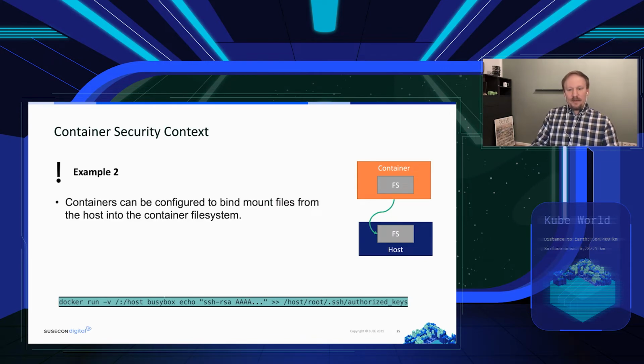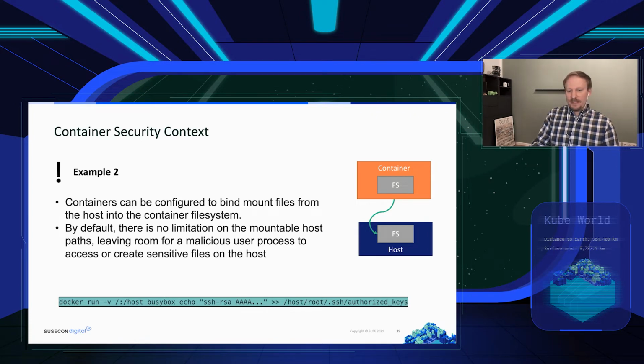Another example is bind mounts. So you know that from Docker, right? Looking at this example below, we can run a Docker container and mount the host file system to it. With a Kubernetes pod, this is not different. You can do that. It's all the same with a Kubernetes pod. By default, there's no limitation on what a pod can mount from the host. It's up to you, the cluster admin, to implement proper procedures and to prevent users from doing these insecure things.